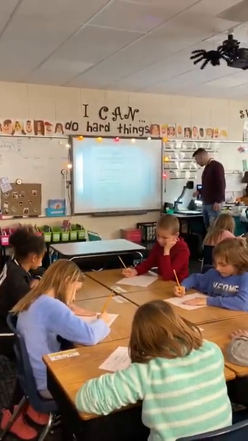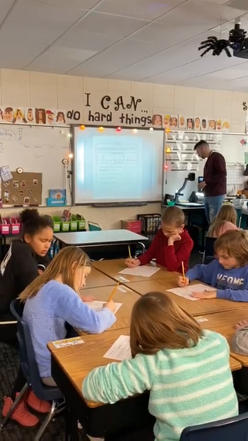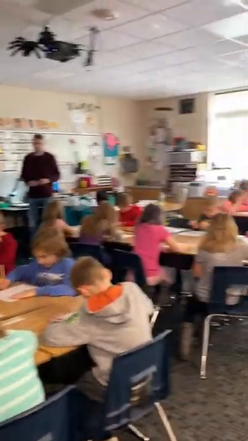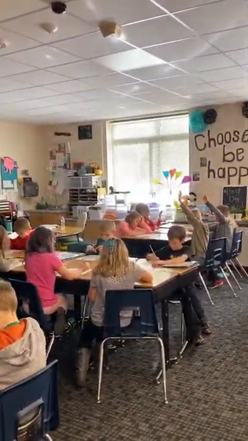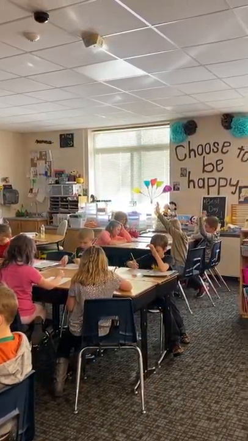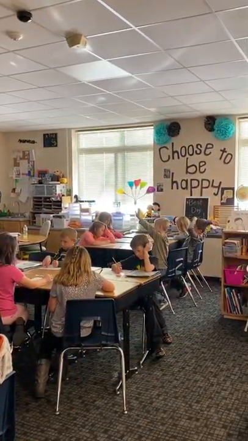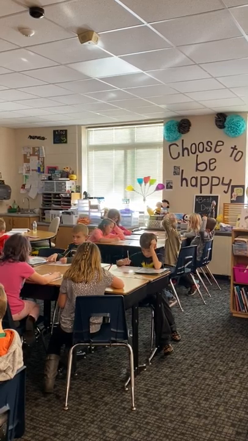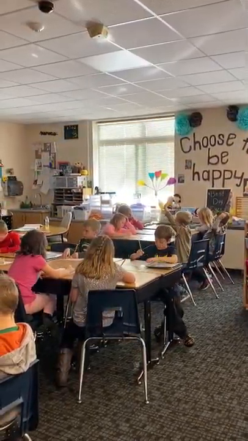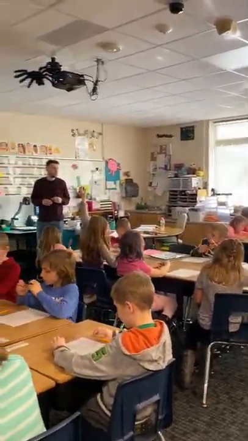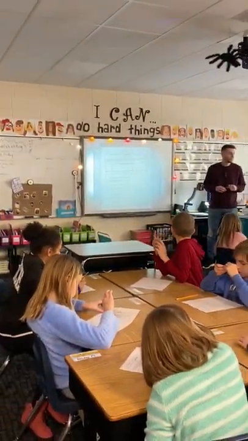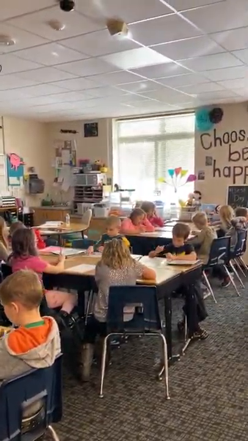Alright, number two, how much money did Susan earn on $5 bracelets alone? So you count the total number of bracelets, and multiply it by 5 because each of them are $5. Riley? $40. That is correct.